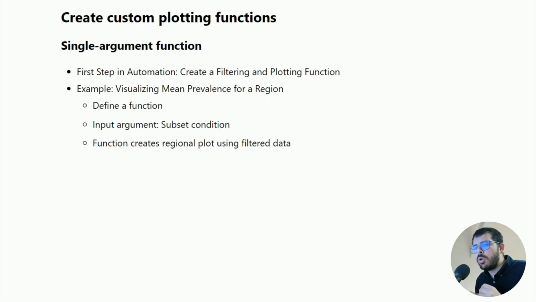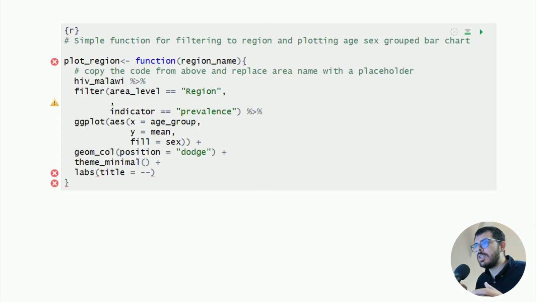The first step to automation is basically to create a plotting function. And the way to do that is to create some kind of functionality that allows us to filter the data within the function that automatically plots that subset of the data that we want. As you can see here, this is basically the same code from the previous section. Basically, it allows us to visualize the distribution of HIV prevalence across age groups and sex.